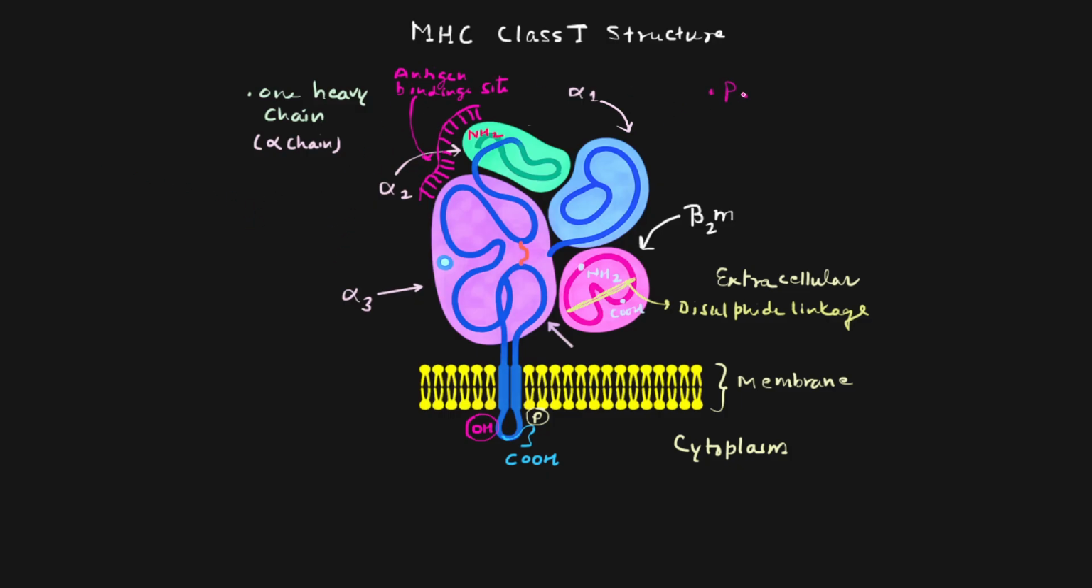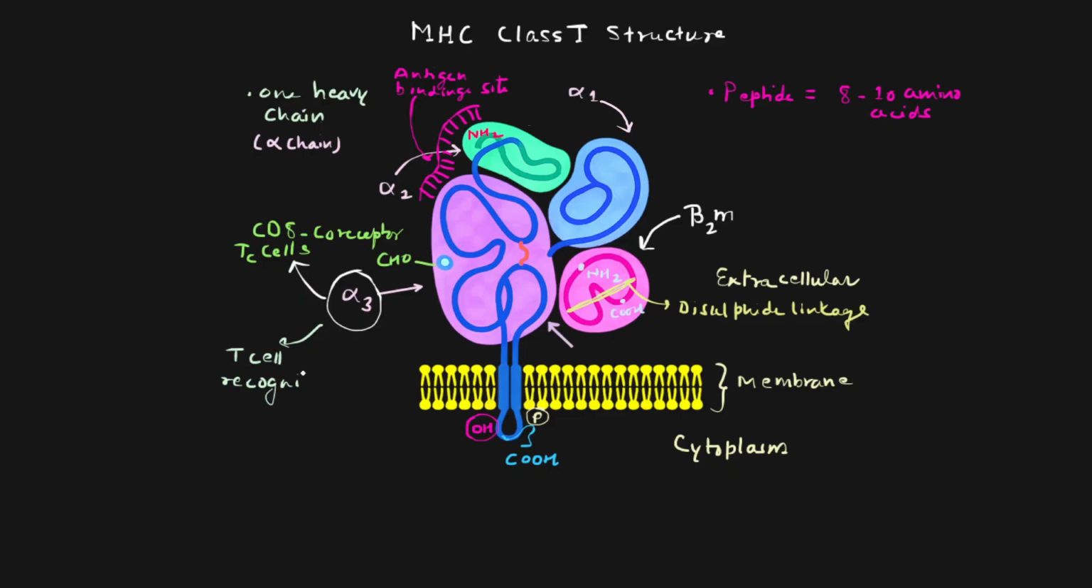Okay, so the peptides that are being exposed are 8 to 10 amino acids long, so they are shorter than MHC class 2 peptides, right? And the alpha 3 domain is really important for CD8 cell activation. So basically, it's going to bind with the CD8 co-receptor of cytotoxic T cells, and that is why it's going to play a very important role in activation. It also has a CHO group, which is basically a glycosylation. So it's really important for T cell recognition.